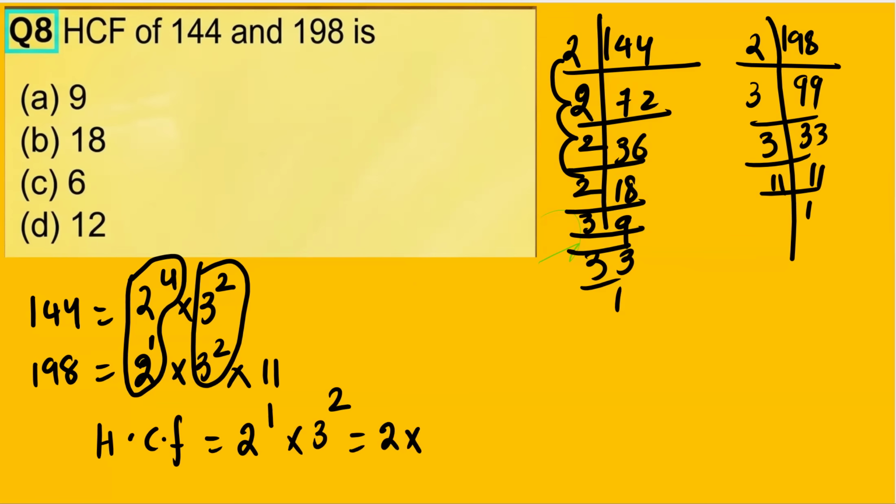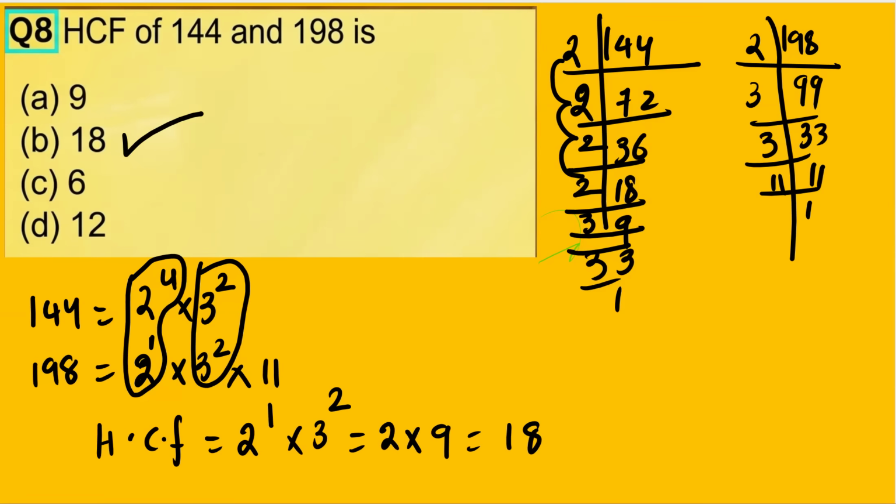For LCM, we have to see the highest power. For HCF, we have to see the least power. So 2 to the power of 1 is 2, and 3 to the power of 2 is 3 times 3, which is 9. Don't write 6. So 2 times 9 is 18. Therefore, 18 is the right answer.